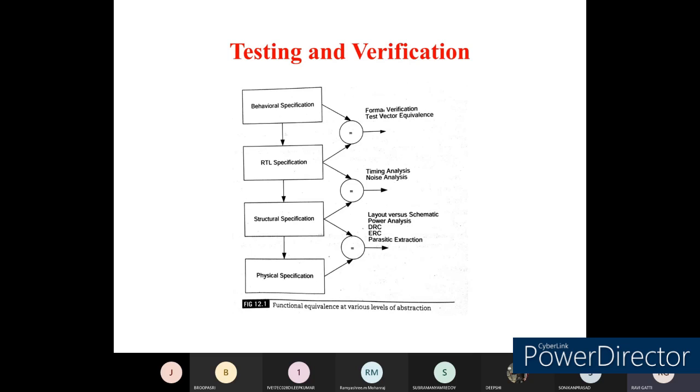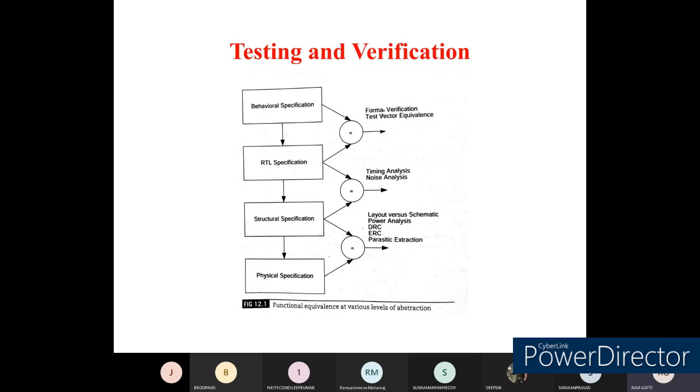If everything is correct, then we go for the specific verification, where we implement or fabricate. When the fabrication, that is, the manufacturing process, has been done, for the manufactured products we need to do the testing and verification methodologies. There we create the physical specifications. The data sheets we generate are called the physical specifications.